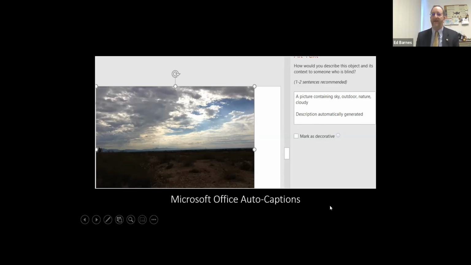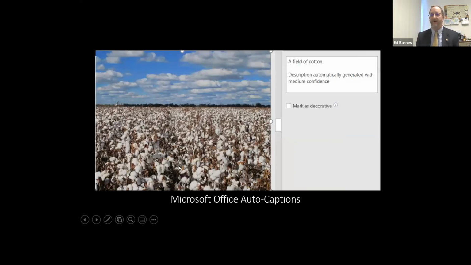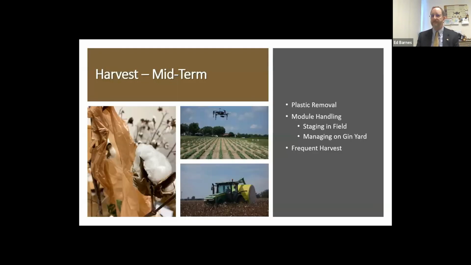So I thought, okay, what happens if I pull up a picture of a field of cotton? I don't know why Microsoft decided to figure out what a picture of cotton was and train for that, but it actually identified that. And it even tells you its confidence level. So that's just running in the background of Microsoft Office. That just shows you where these machine vision tools are going and how ubiquitous they're becoming.